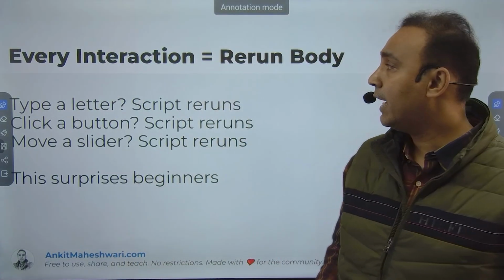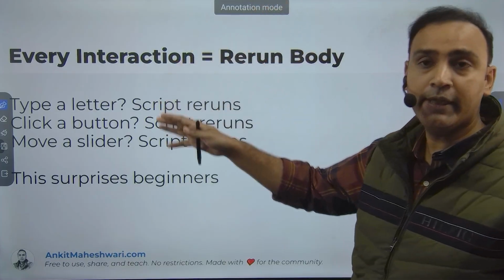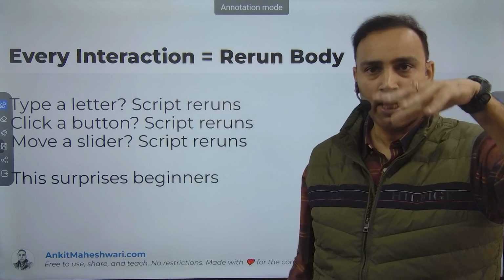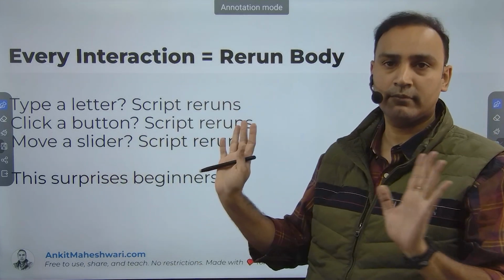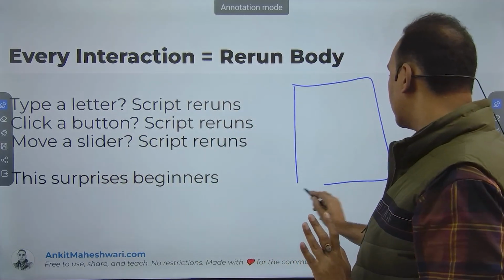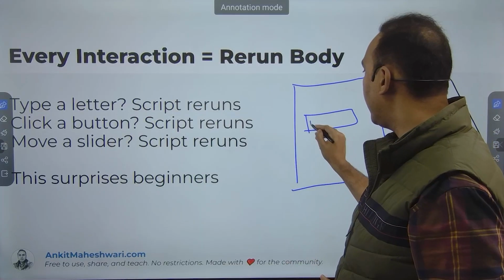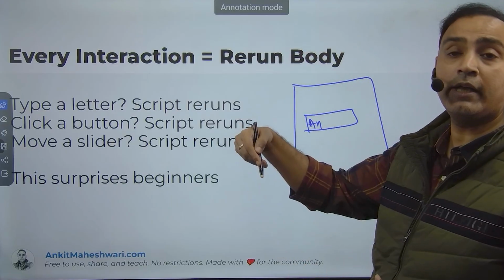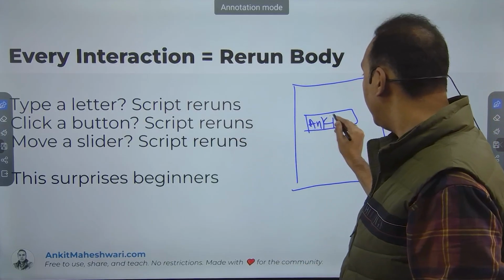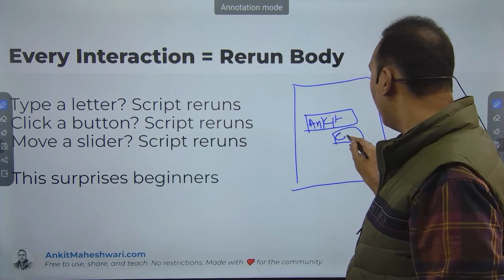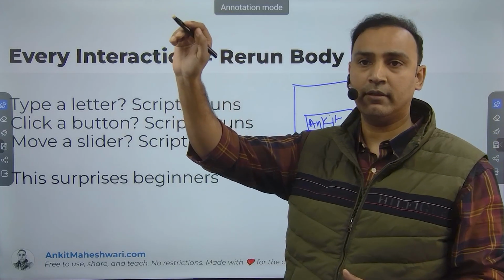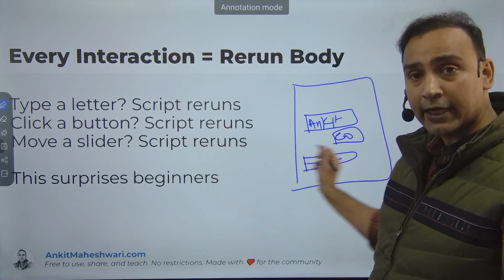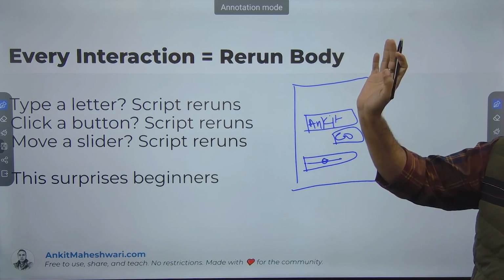So when I say every interaction equals a rerun of the entire thing, let's break down what top to bottom actually means in production. A user types a letter, the script reruns. Let's say this is your Streamlit app and there's an input box. Let's say I'm writing my name. I write A, the entire thing reruns. I write N, again the entire script reruns. I write K, I, T, and then if I click on my button, go, again the entire script reruns. Let's say there's a slider. If they drag the slider here and there, rerun.